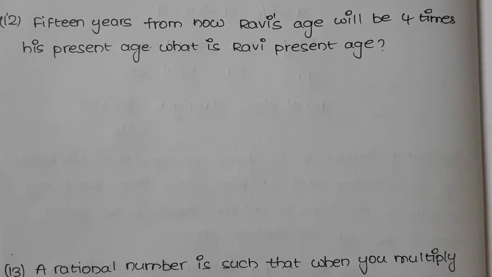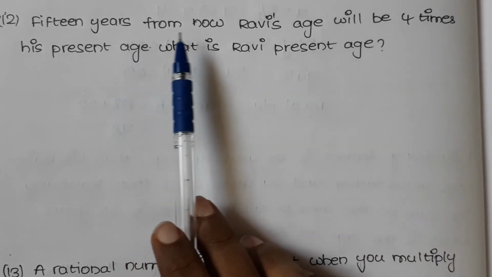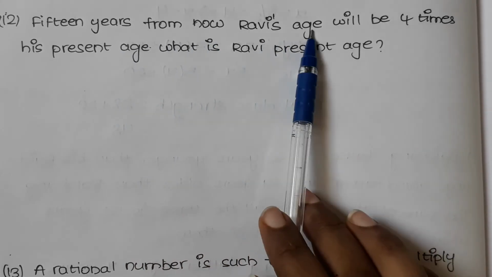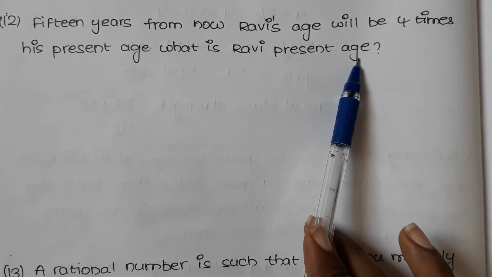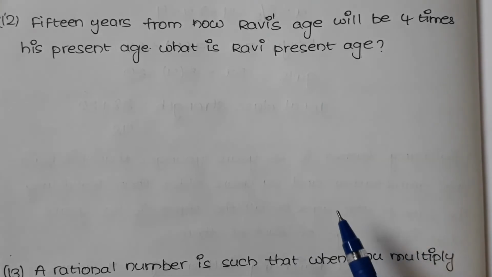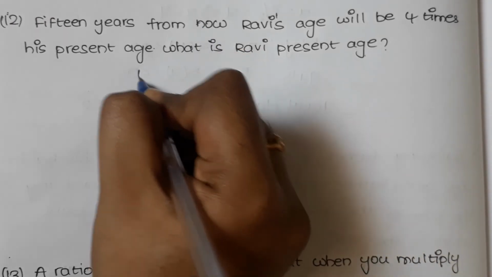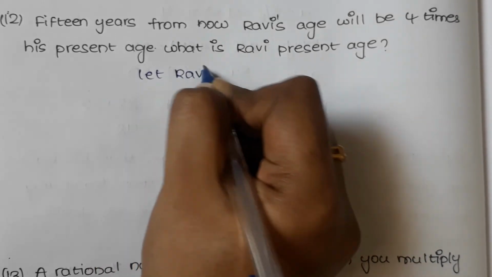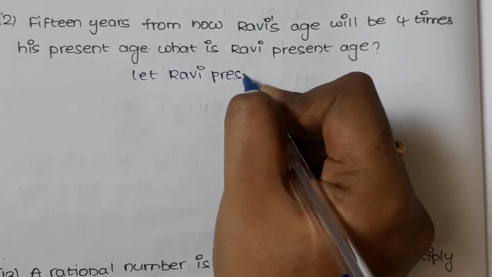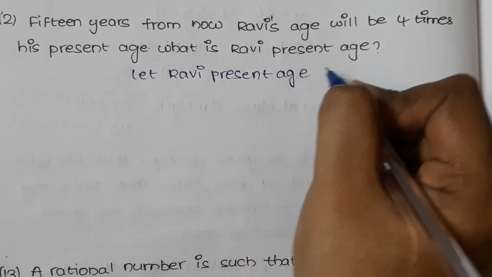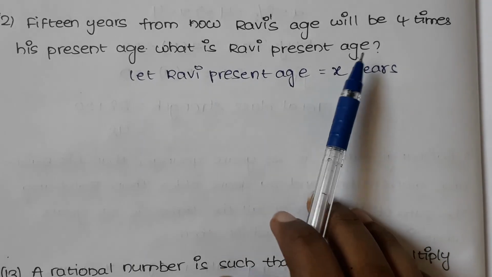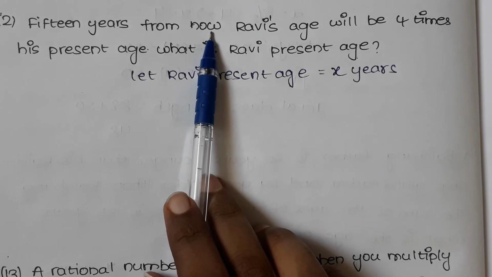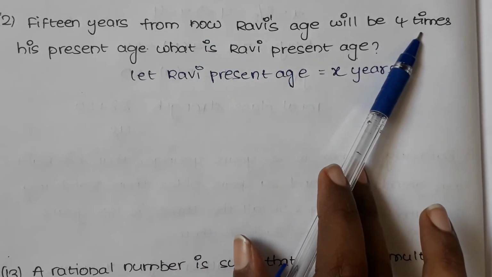Now let us see the 12th question, that is, 15 years from now, Ravi's age will be 4 times his present age. What is Ravi's present age? Now let us assume Ravi's present age. Let Ravi's present age equal x years, and they have given that according to the question, after 15 years his age will be 4 times the present age.